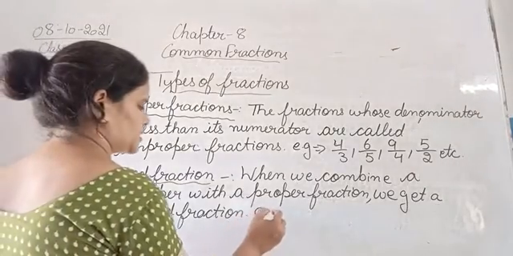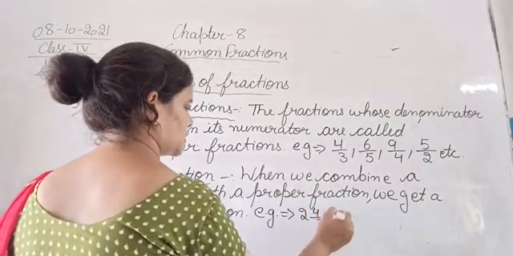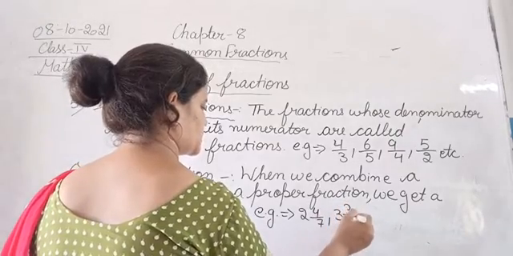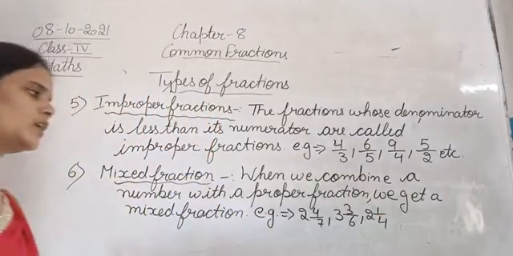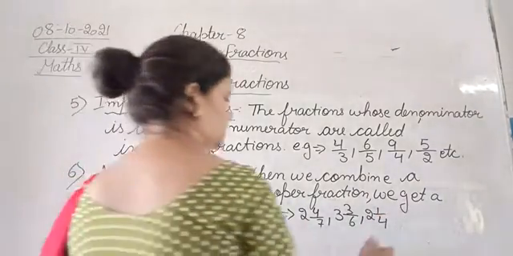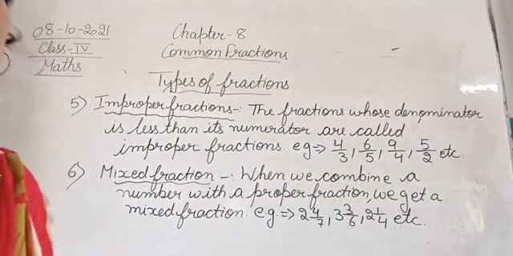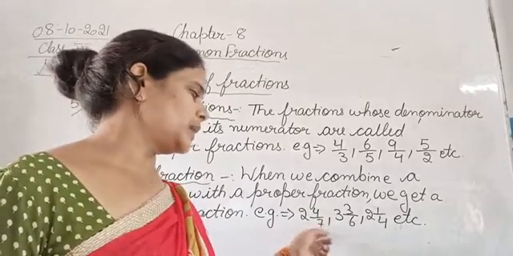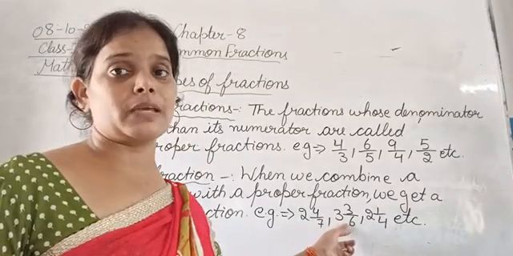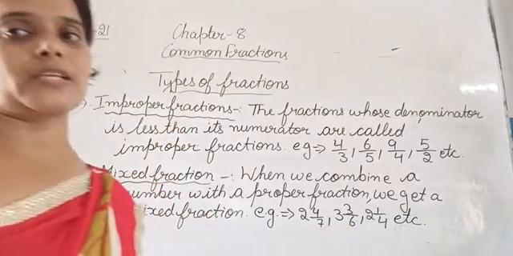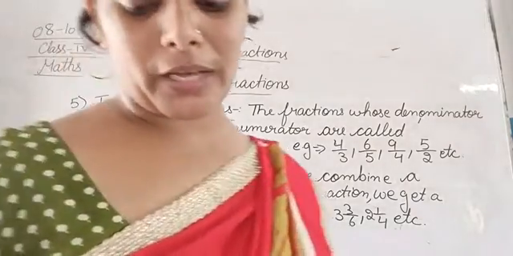So the examples are 2 and 4/7, 3 and 3/6, 2 and 1/4. Okay, so these all are examples of mixed fractions. देखिए 4/7 is a proper fraction and we have combined a number 2 here, so it became a mixed fraction. Similarly, 3/6 is a proper fraction and we combined a number 3 and it became a mixed fraction. Similarly with the next one as well. Clear? So these are the different kinds of fractions that we had done.